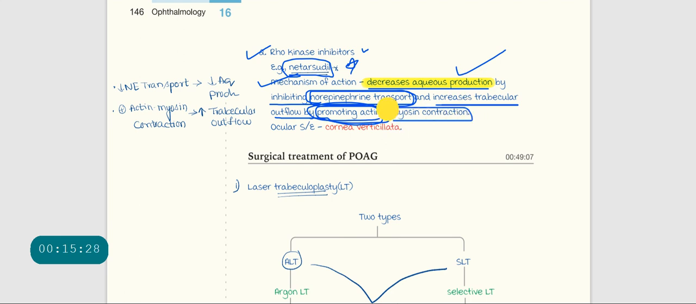What is the side effect for Rho kinase inhibitors? They cause cornea verticillata. Okay, now that was the medical treatment.